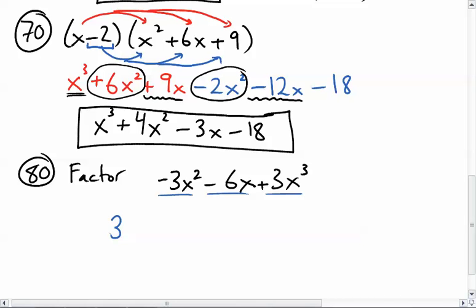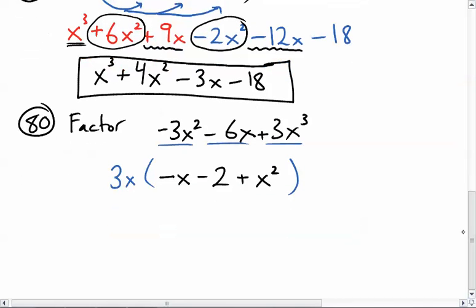Then we want to see if there's any variable that they all have in common. Well, they all have at least one x, so we'll take an x out of the brackets. And then inside your brackets, you're going to write what's left over when you divide. After we divide 3x squared by 3x, we're only left with negative x. After we divide negative 6x by 3x, we're left with negative 2. And when we divide 3x cubed by 3x, we're left with positive x squared. And usually we'll write those 3 terms with the largest power of x coming first.